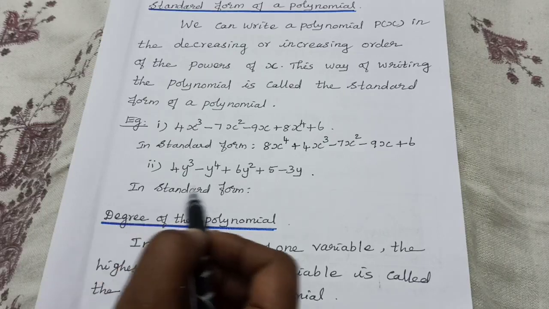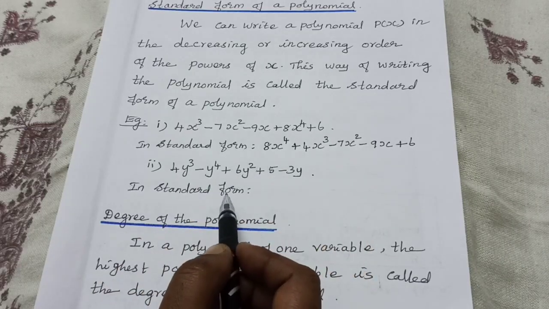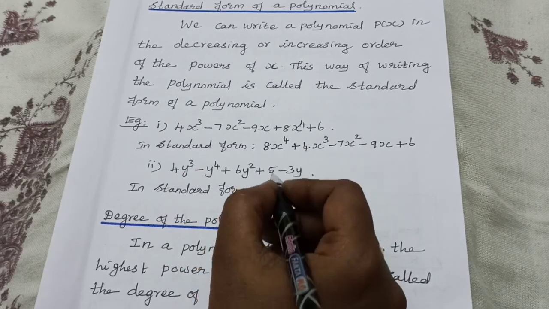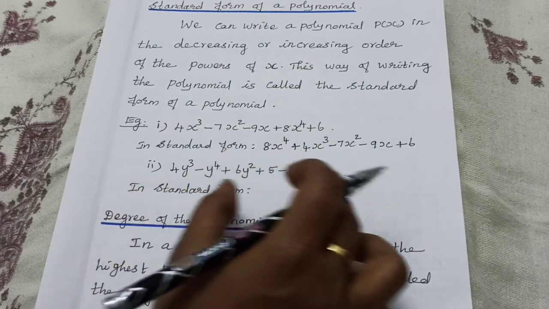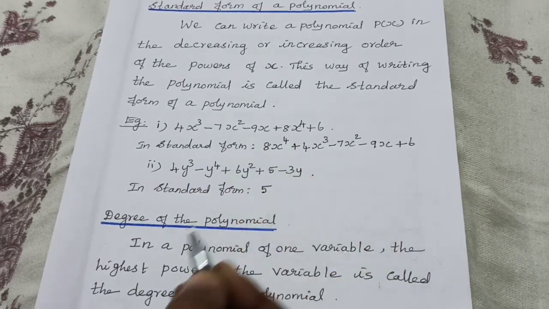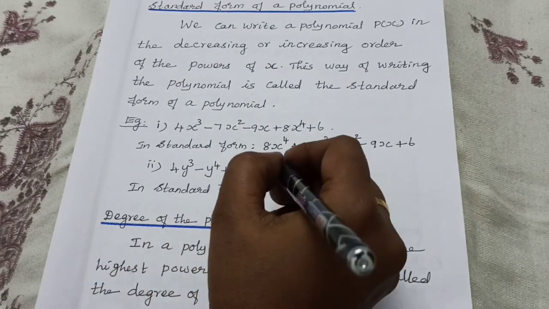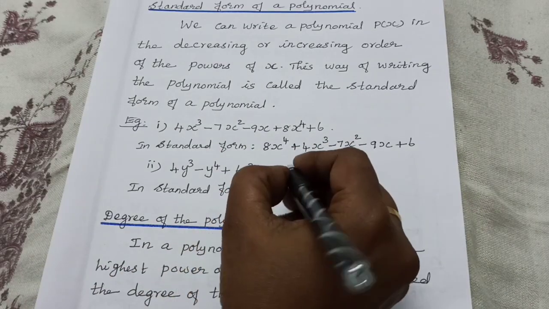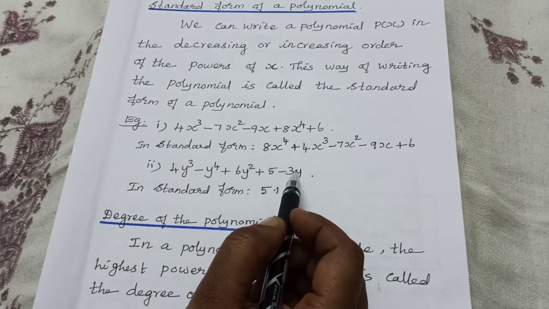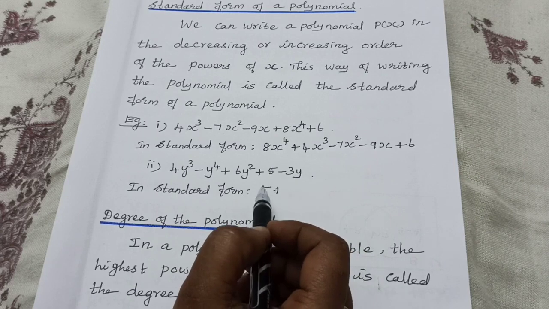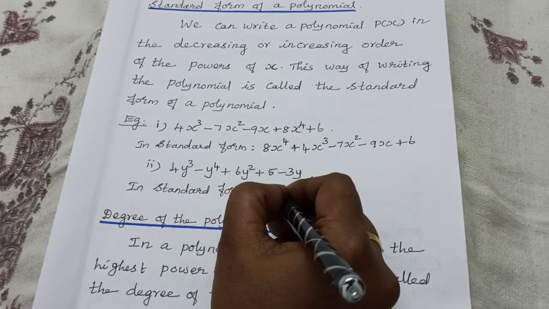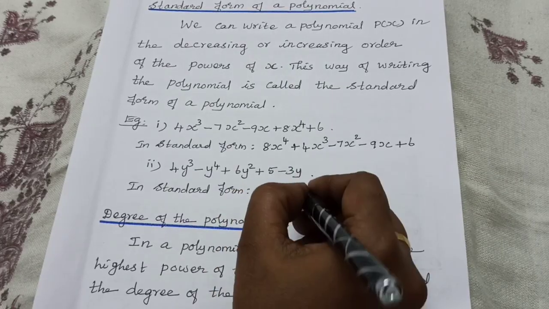But our question is to write this in standard form. Shall we write it in increasing order of the power of y? Then by any method we have to arrange it. Now I am arranging in increasing order. First I write the constant, 5 plus, and then afterwards y power 1. So we have to write minus 3y.